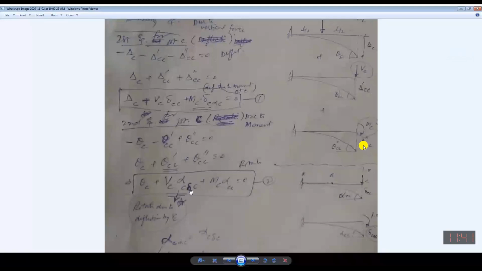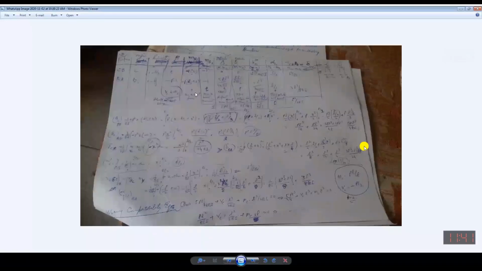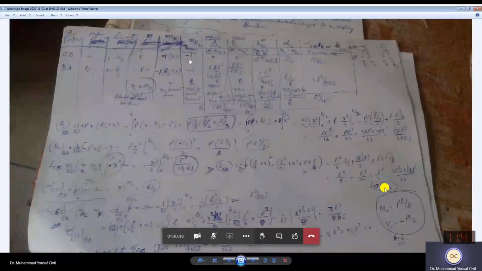So it will be rotation due to unit load at point C when load has been applied at point C, and that double dash MC into alpha C. So this way you will be having the table, and this table is available with this one. This is available, and you have CB and BA, all these calculations given. So this was the basic approach that was adopted.